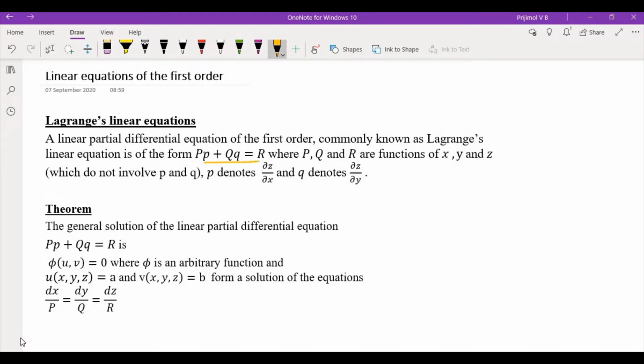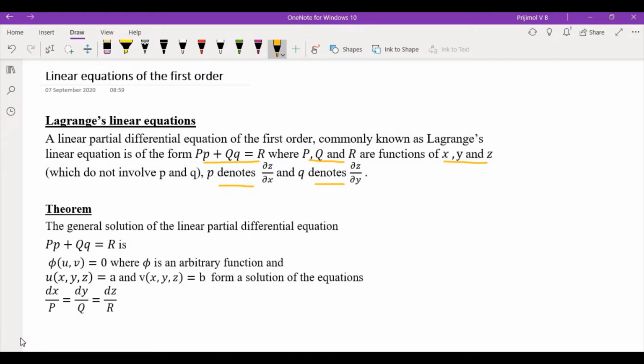Pp plus Qq equal to R, where capital P, Q, R are the functions of x, y, z and small p denotes ∂z/∂x, small q denotes ∂z/∂y. Now such a partial differential equation is called a Lagrange partial differential equation.